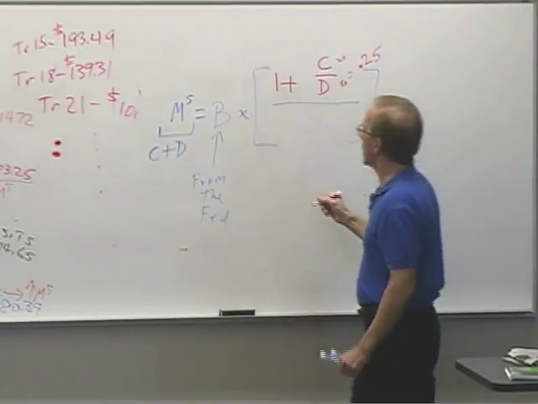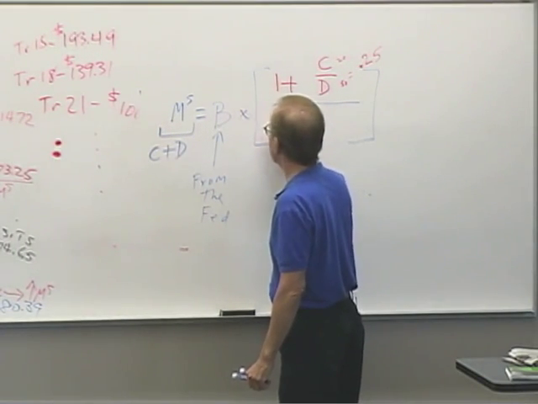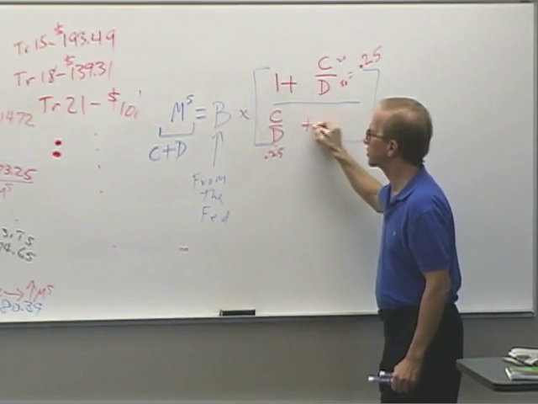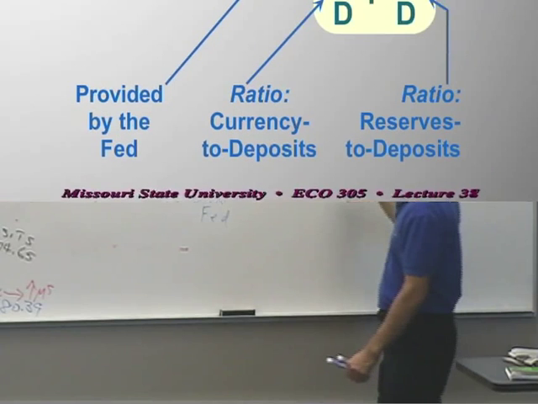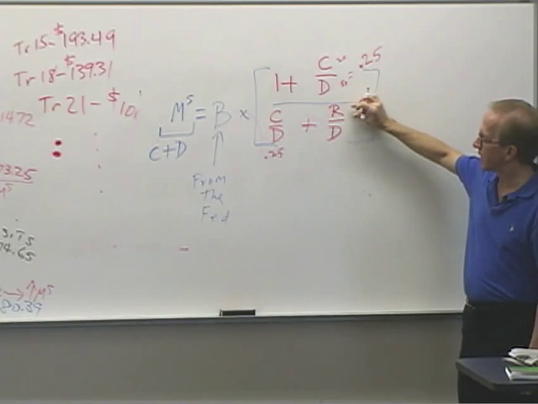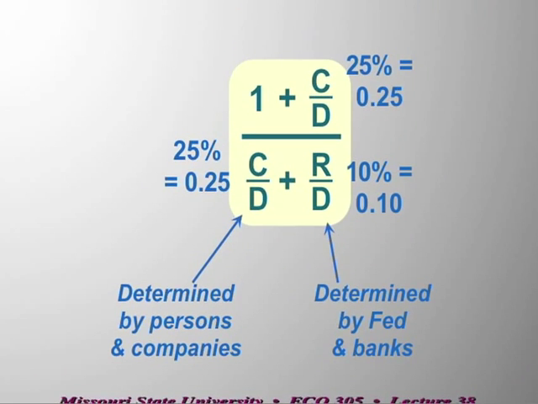Okay? And in the denominator, C over D again. So here that would be 0.25 plus the ratio of bank reserves over checking deposits. And this is at banks. Bankers decide how much reserves to hold, bankers and the Fed, as a ratio of checking deposits. And so here what we had was 10 to 100. That is to say, if a $100 deposit is made in the bank, they will hold $10 on reserve. This is 0.10.